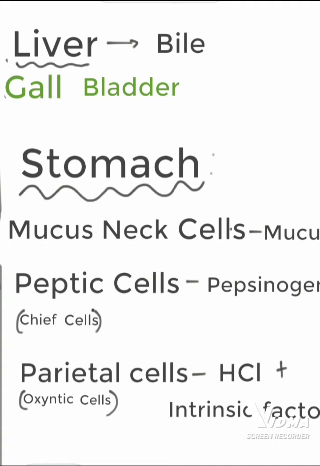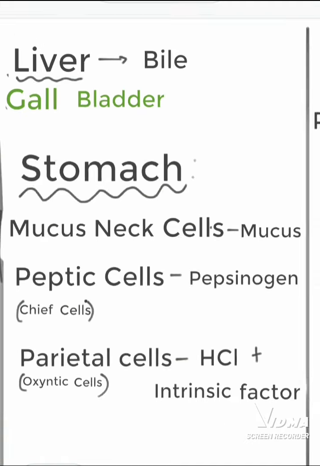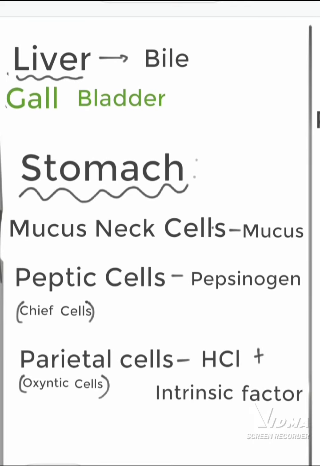The next part is the stomach. Stomach has three glands in its mucosa layer. The first one is the mucus neck cells. It secretes mucus. It protects the stomach from the action of the acid. Second is the peptic cell. Peptic cells are also called the chief cells. These cells secrete pepsinogen. Pepsinogen is in its inactive form.